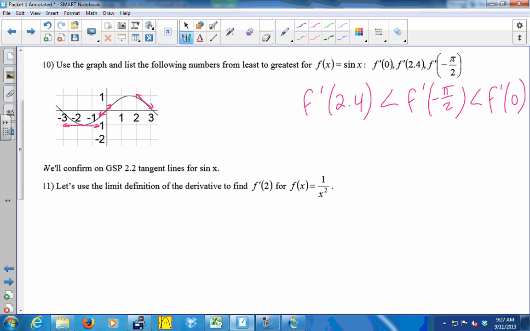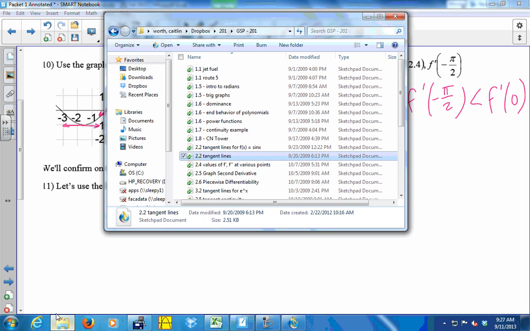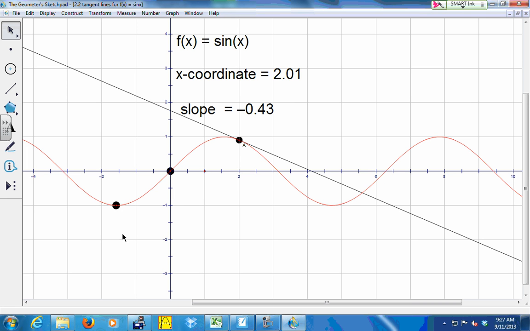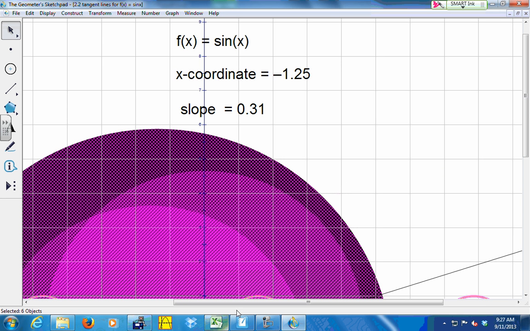So we'll take a quick look at another Geometer's Sketchpad just to verify. This calculates the slope of the tangent line. And can I move this point around? Whoa.